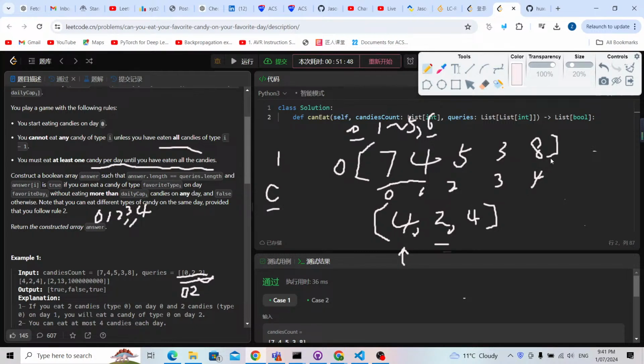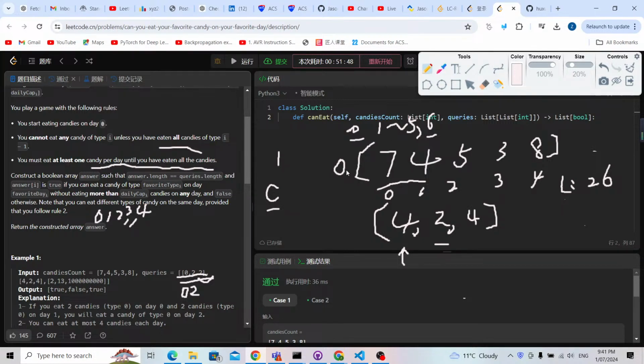So the sum of all those values minus 1. It is 11 plus 5, 16, 19, 27, 26. So this is the latest day, because it's the sum of all those values minus 1. 26 is going to be the latest day we're going to eat type 4, because this is the candy type 4. As you can see, we're going to use the prefix sum to solve the problem.